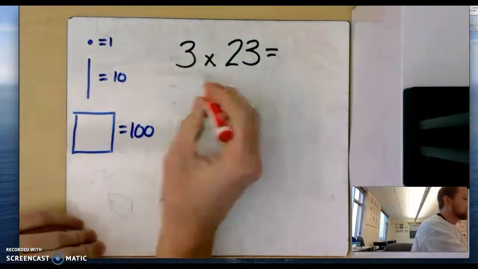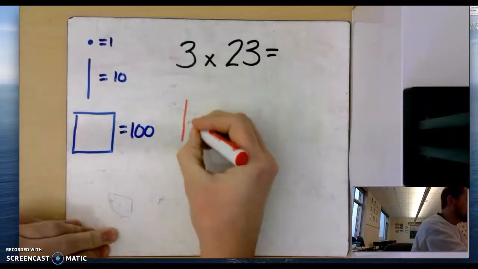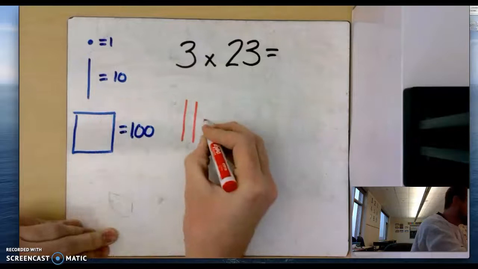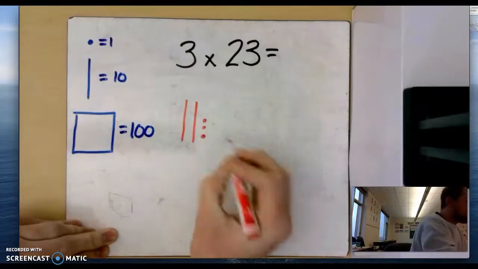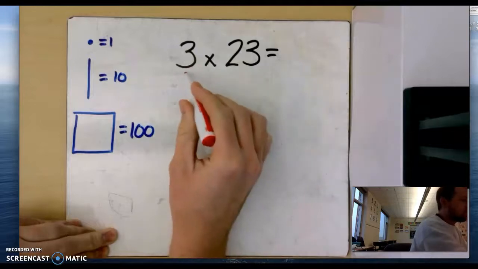So I'm going to take, first off, my 20. I know that's going to be 2 longs. So I'm going to have one group of 2 longs right here. And then I have 3, so I need 3 of my individual ones. So I'm going to go 1, 2, 3. Now you can see 10, 20, 21, 22, 23. That would be one group.